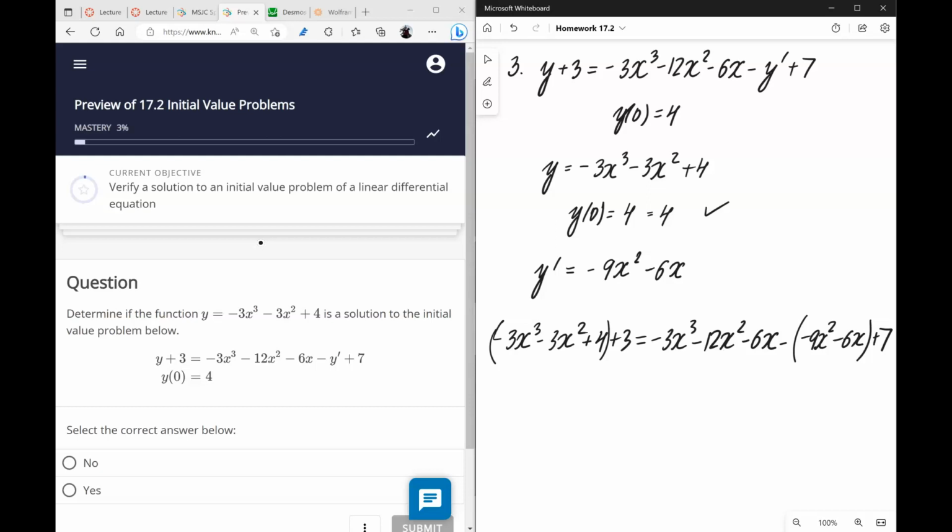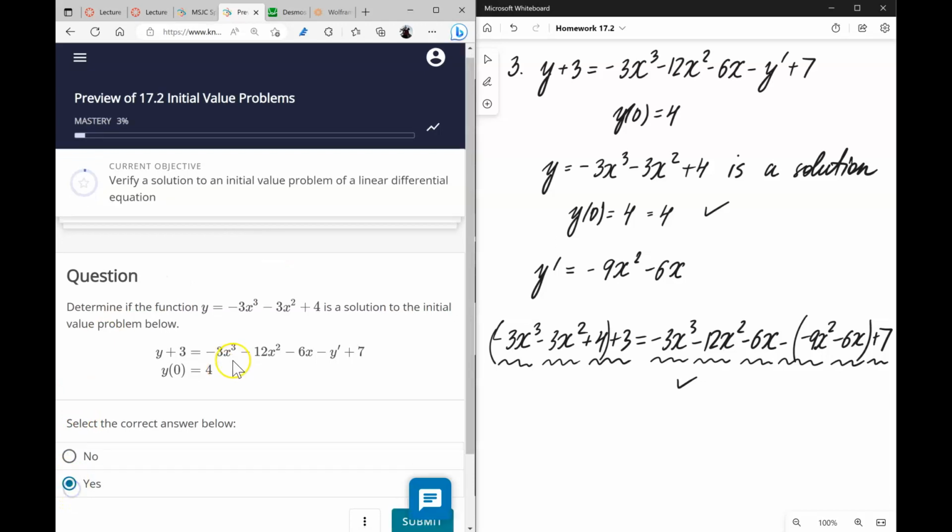Now negative 3x cubed matches negative 3x cubed. Negative 3x squared matches negative 12x squared plus 9x squared. That's exactly negative 3x squared. Here we have plus 7, here we have plus 7. And this negative 6x plus this 6x becomes 0. So it looks like it checks off. So this is a solution. In this case, it's probably the solution because this initial value problem has only one solution.